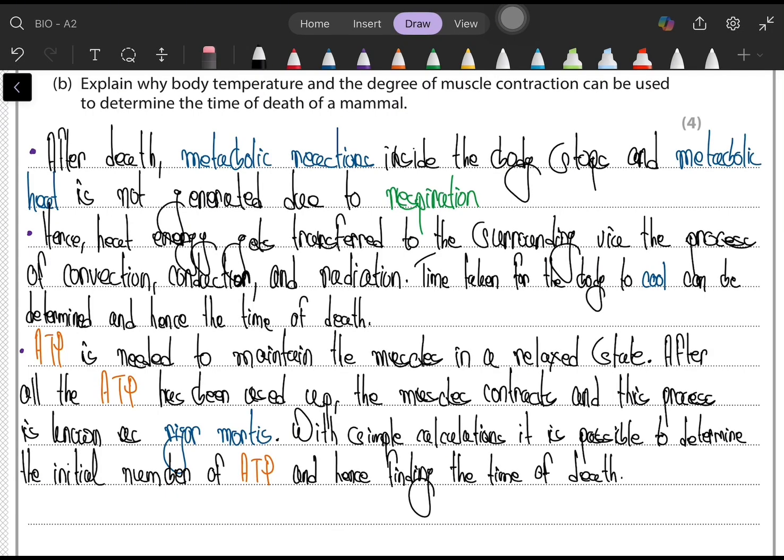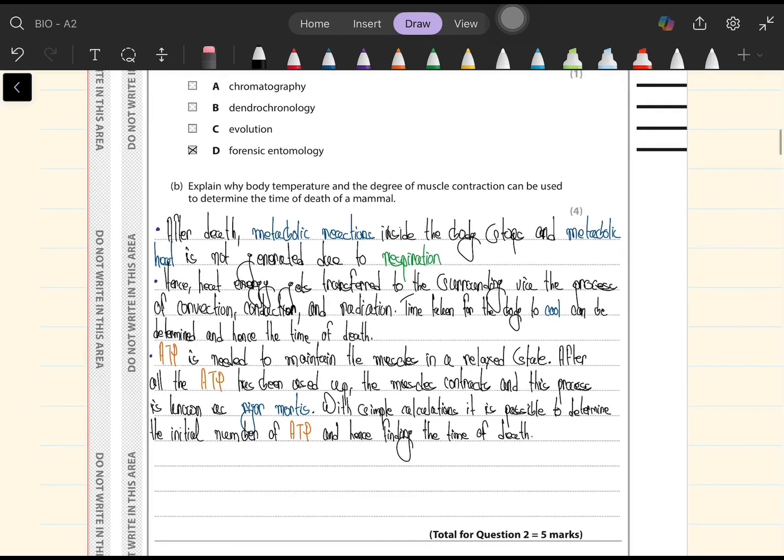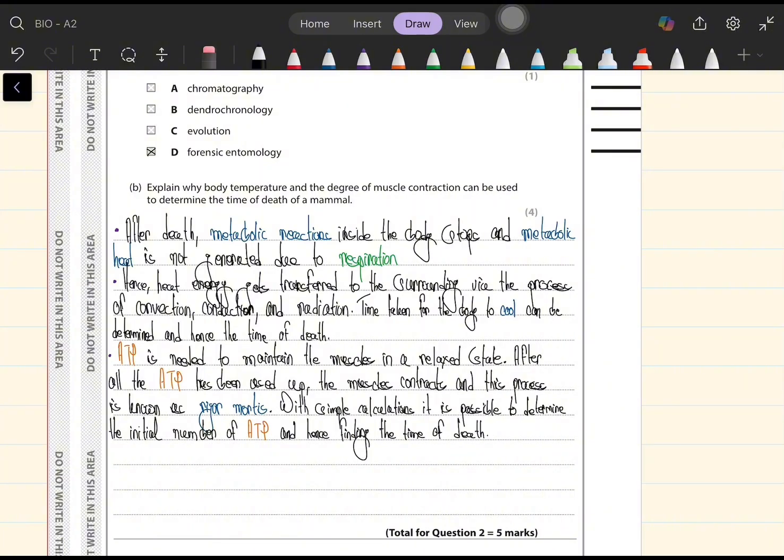ATP is needed to maintain the muscles in a relaxed state. After all of the ATP has been used up, the muscle contracts, and this process is what we refer to as rigor mortis. With simple calculations, it is possible to determine the initial amount of ATP and hence find the time of death. So, basic question. Let's just move on.